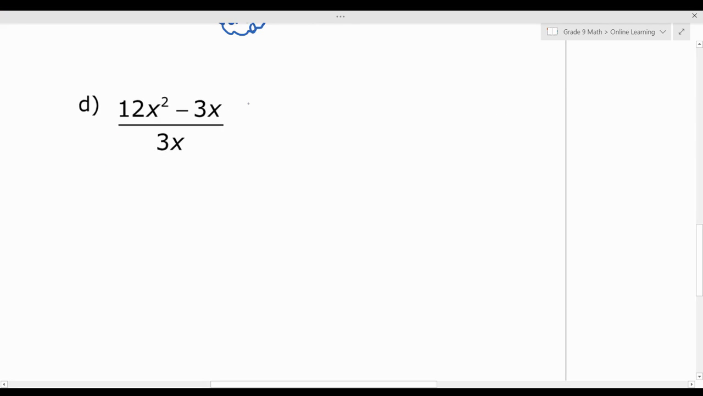All right, so I'm going to show splitting it up. If you don't need to, skip it. So this is like 12x squared divided by 3x minus 3x divided by 3x. Okay, so all I've done is I've taken both of these terms, rewritten them over that common denominator. And then if this is a negative, I always just put it as a subtraction symbol in between the two terms. Okay, we'll clean this up.